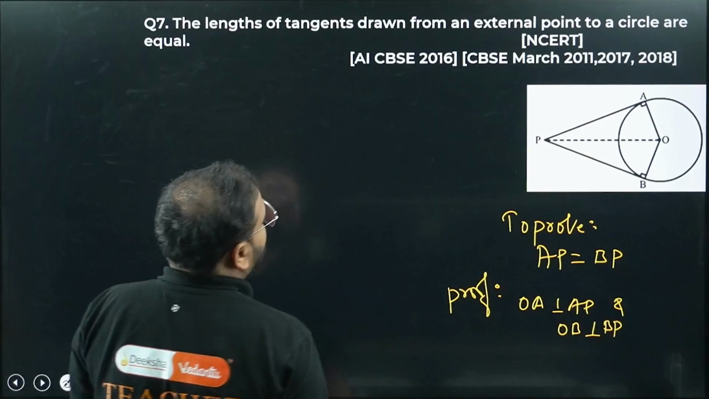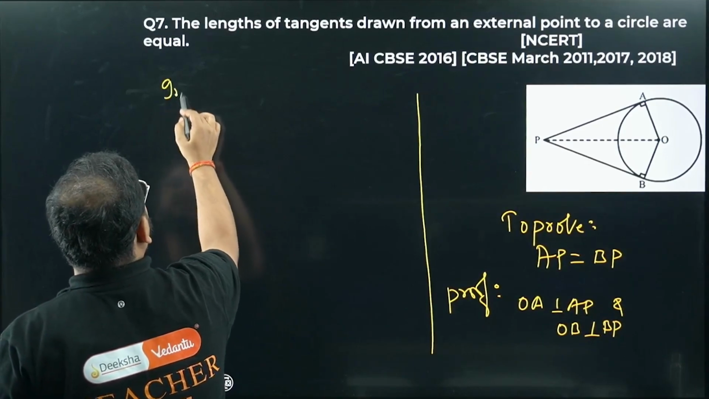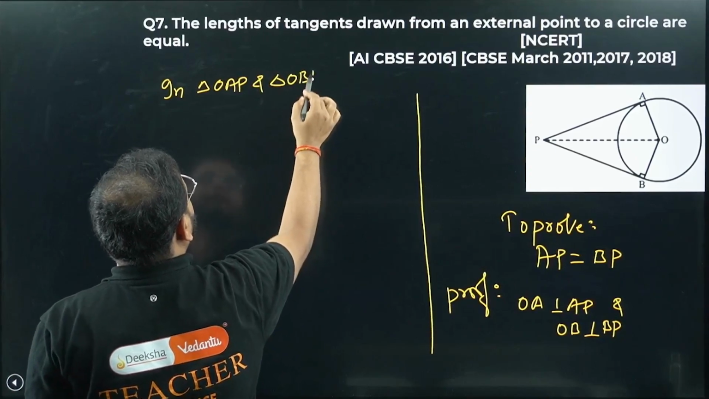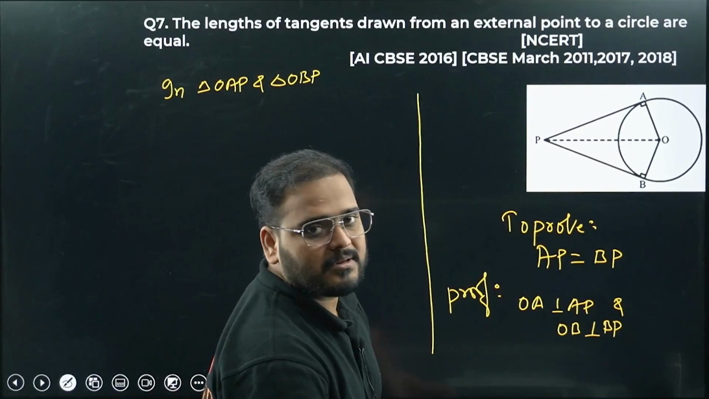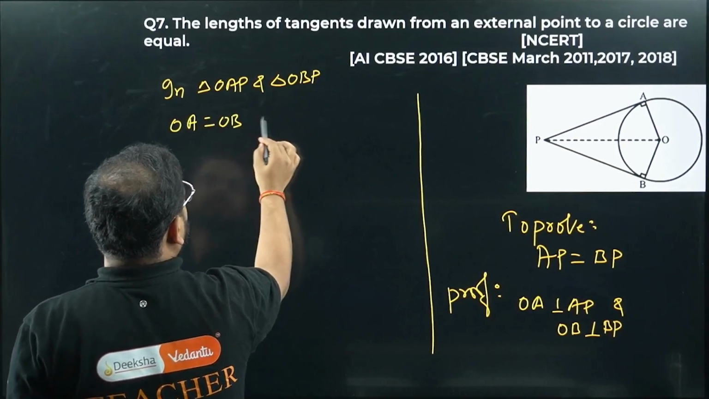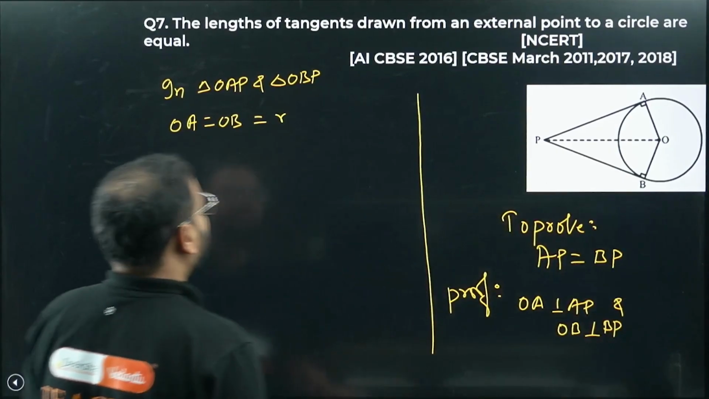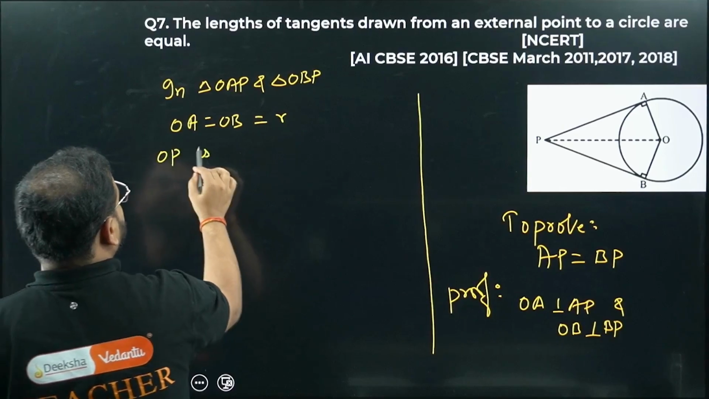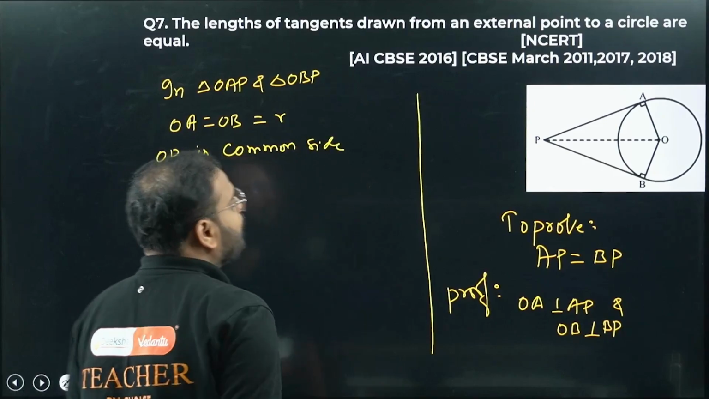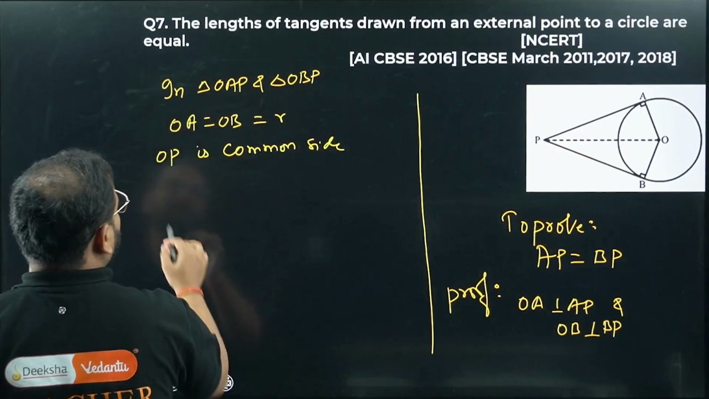Now check it out. In triangle OAP and triangle OBP, OA equals OB equals radius. OA and OB are both radii, so they must be equal. Also, OP is a common side, the line joining the external point and the center.